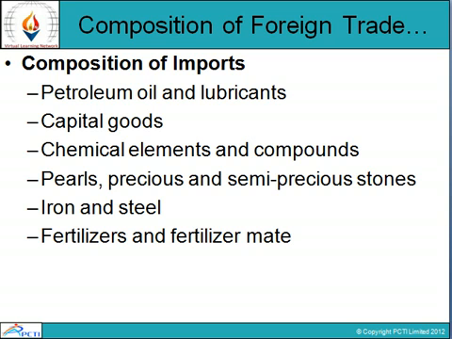Proper production facilities will certainly provide room for export business. Therefore, liberal import of capital goods, technologies and raw material are required to boost the export of the country. The major products which are imported to India are petroleum, oil and lubricants, capital goods, chemical elements and compounds, pearls, precious and semi-precious stones, iron and steel, fertilizers and fertilizers manufactured.